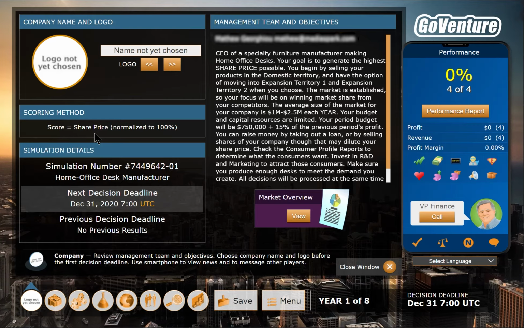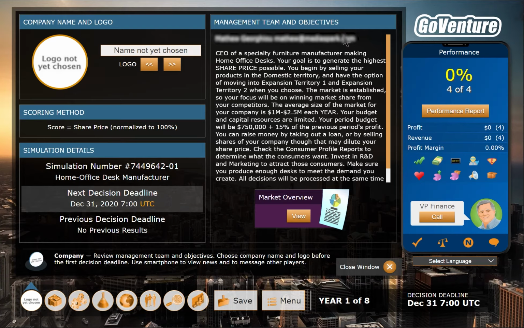Keep in mind, this is how you're going to be compared with other businesses. Your grade or your assessment, if you're taking this as part of a course, may be different than what you see here. It may actually involve more variables and more assessment options than you see here, and that would be provided to you by your instructor. At the bottom box here, we can see the simulation details and what's called the decision deadline. We'll talk about that in a moment.